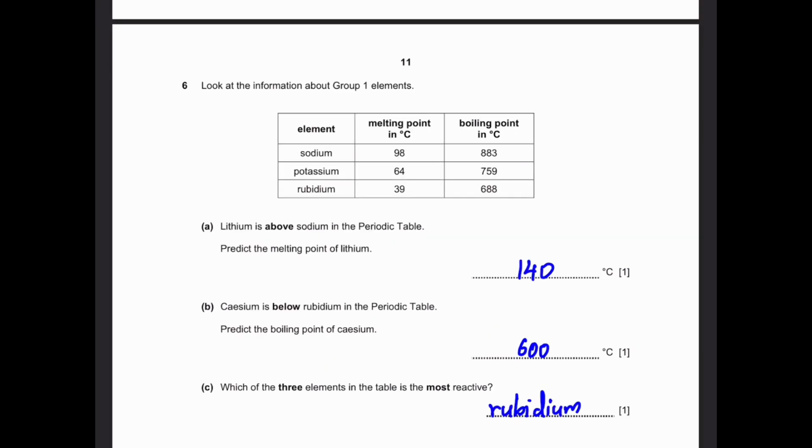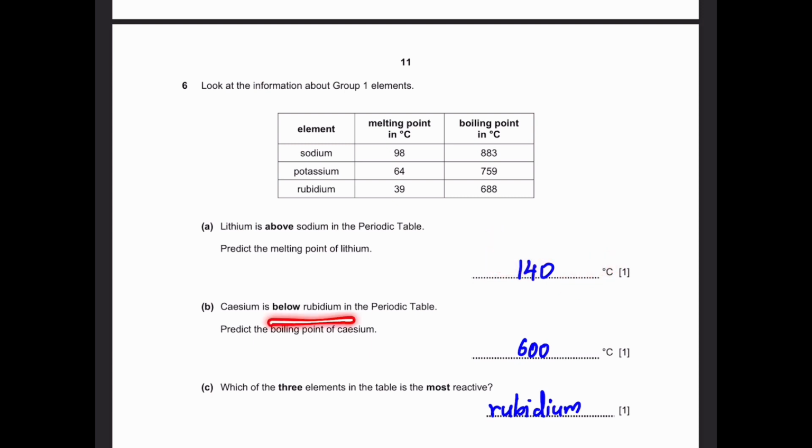Look at information about the group 1 elements. A. Lithium is above sodium in the periodic table. Predict the melting point of lithium. So as you go down the periodic table, group 1, the melting point decreases. So if you go up to the top, which is lithium, that's the top of group 1, it should be increased, right? So we have to add a value which is significantly greater than 98, but not too high. 140 is a happy medium for that. We can also write any value between 105 to 200. Let's go to part B.